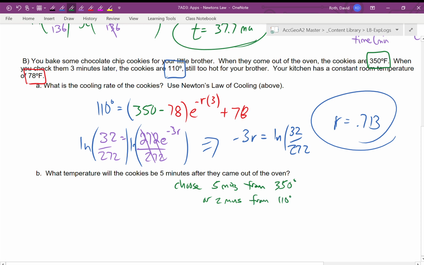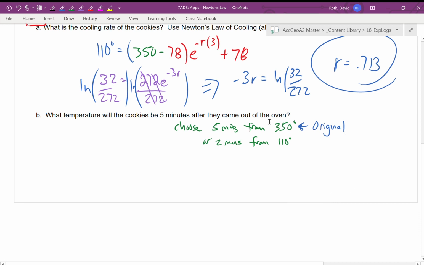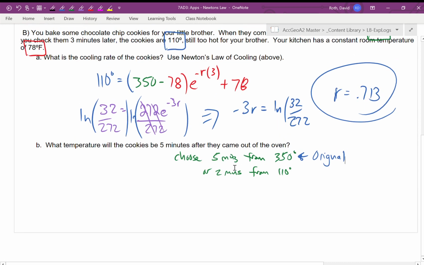What's better? I don't know, take your pick. In a way, I like to go back to the original. So start with the original, because we know that number is good and didn't involve any calculations, but I had to use the second piece of data in order to calculate my r, 0.713. So you could try it if you want to double check your work. I'll do the original way, and if you want to see that it's true, you could start and just do T is 2 minutes from 110. That might be a good check on it.